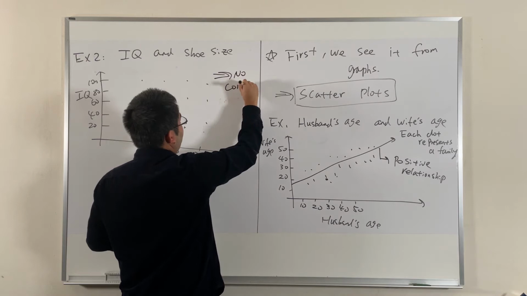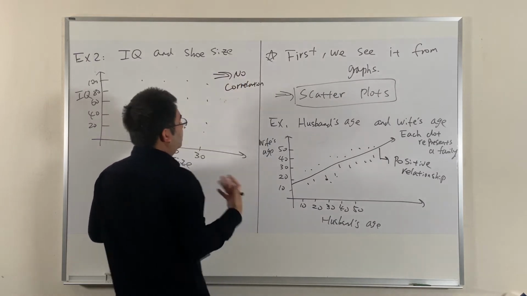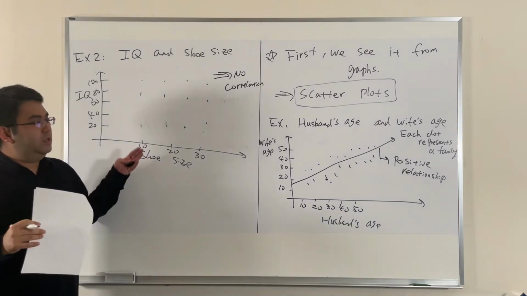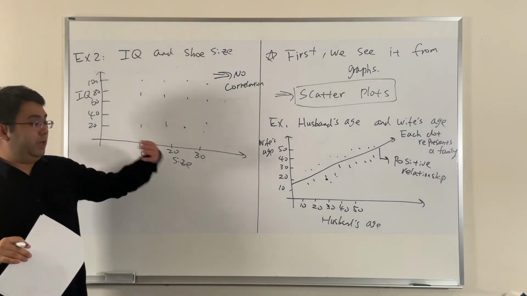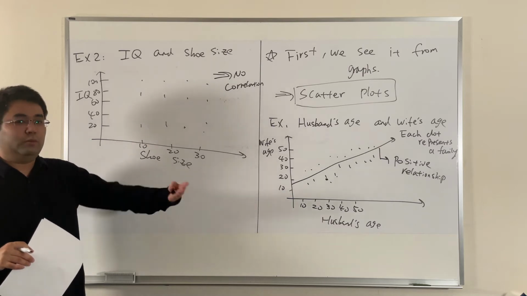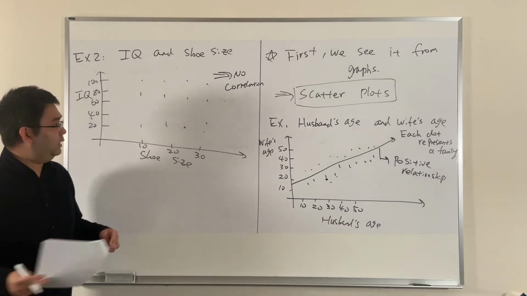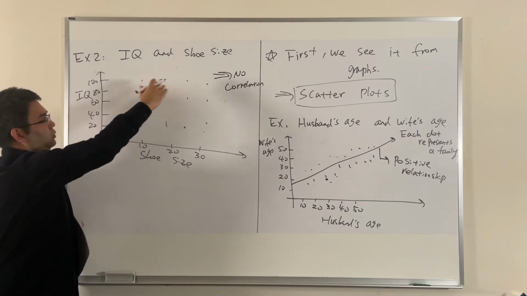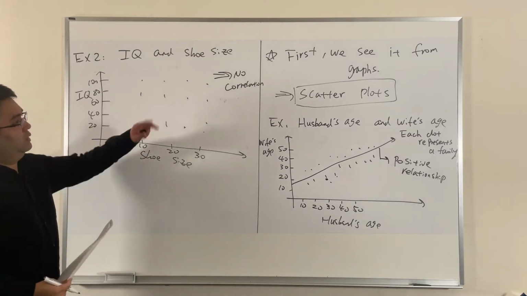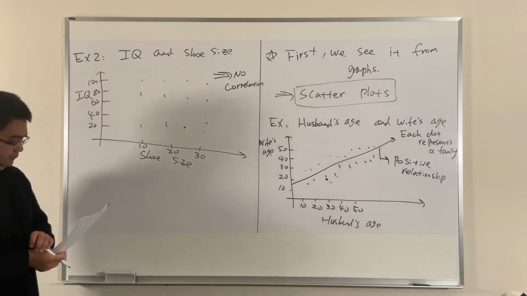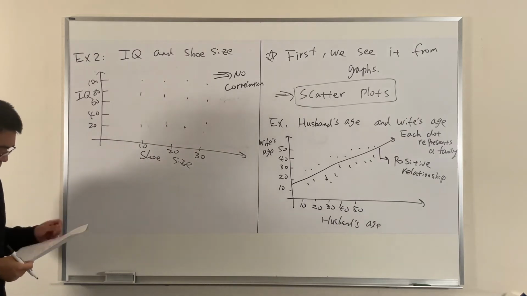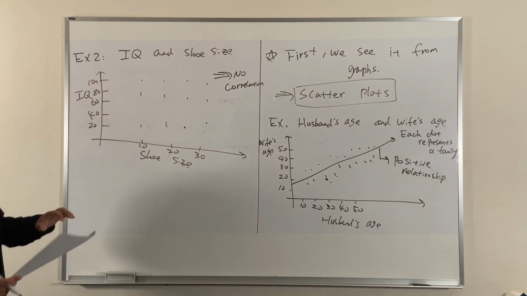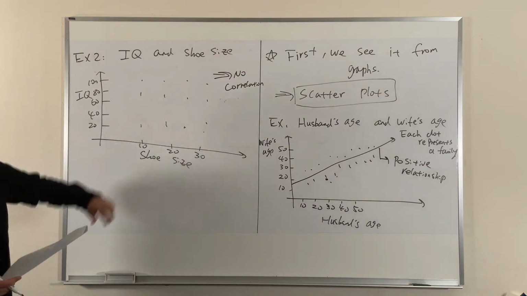No correlation. Which means that if you ask the question, as someone's shoe size goes up, can you know whether this person's IQ goes up or down? The answer is no, not really, because there's no clear direction in how these two variables are connected. So in this case, we have no correlation. Perfect. So let me write out the conclusion or summary of what we see here.